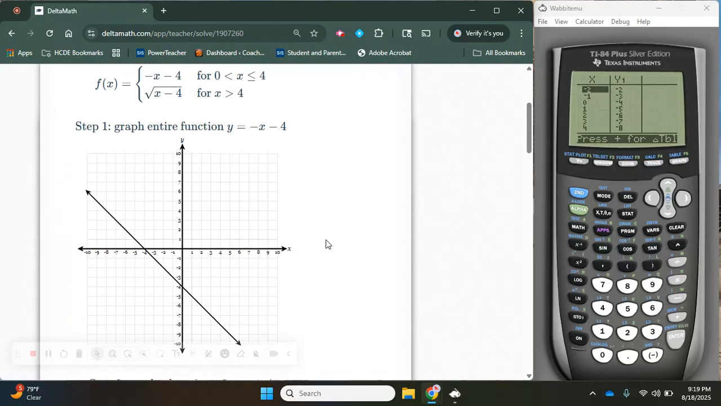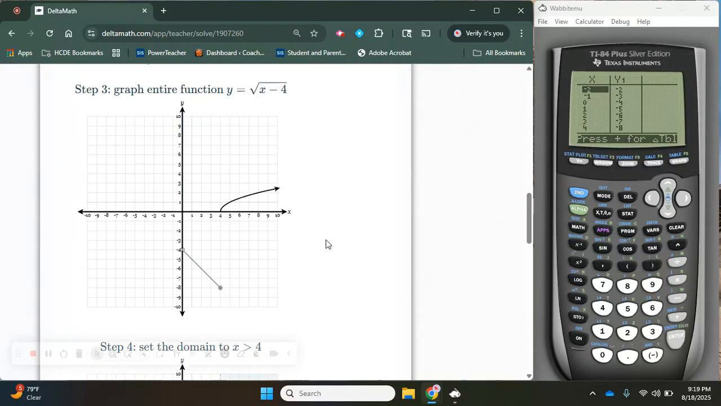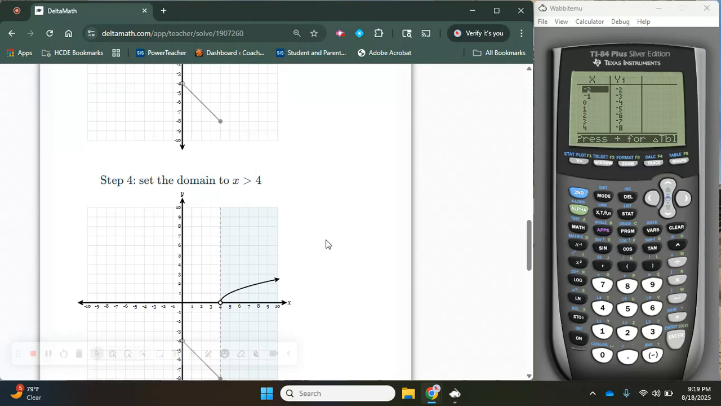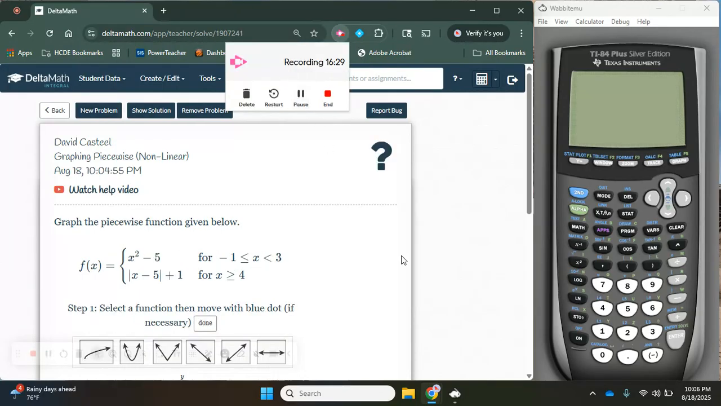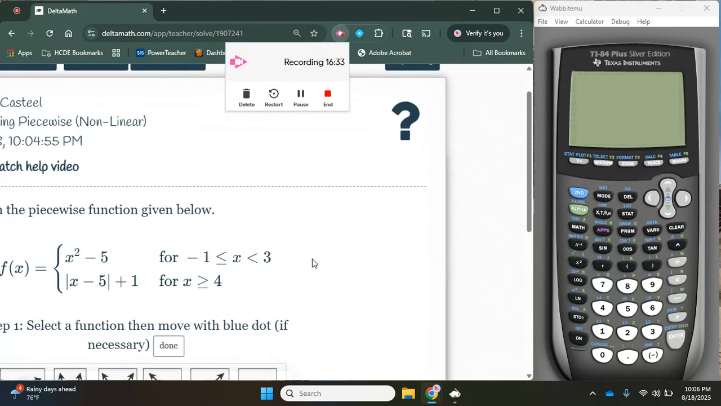A lot of opportunities to make mistakes. Double check that you use the correct type of circles. That's where a lot of mistakes are actually going to take place, is on the use of circles, open or closed. All right, so as we take a look at this one, you see we have another piecewise function.